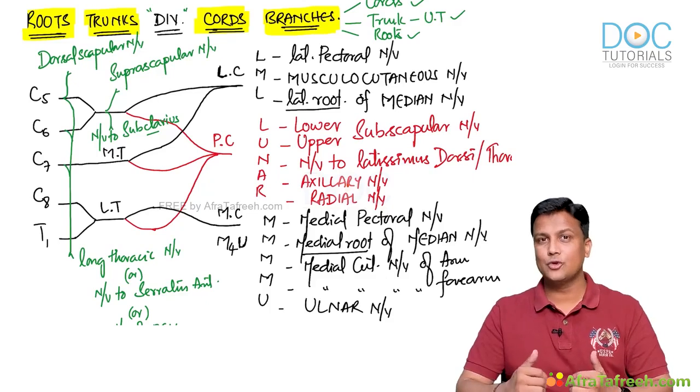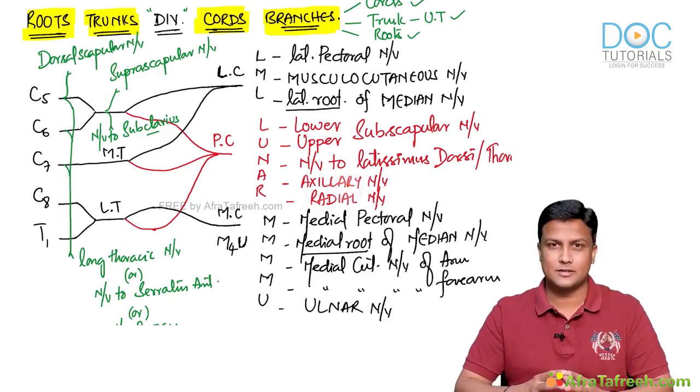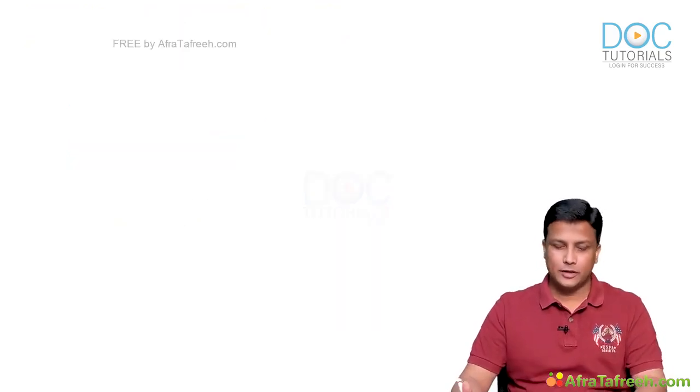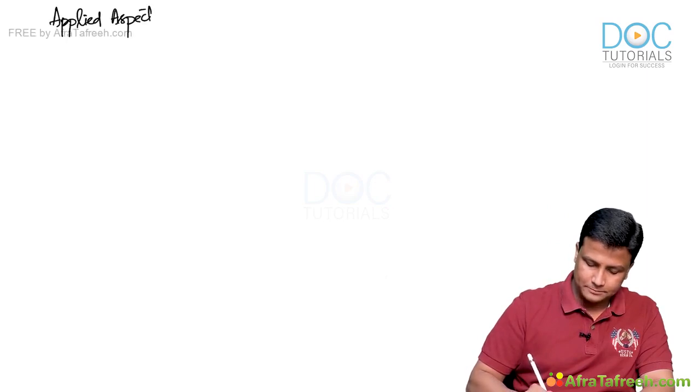Now after completing the normal brachial plexus, let us learn about the injuries in the brachial plexus. I mean to say, we are going to learn about the applied aspect of that. So now we are going to learn about the applied aspect of the brachial plexus, guys. In this, first of all, what is Erb's point?